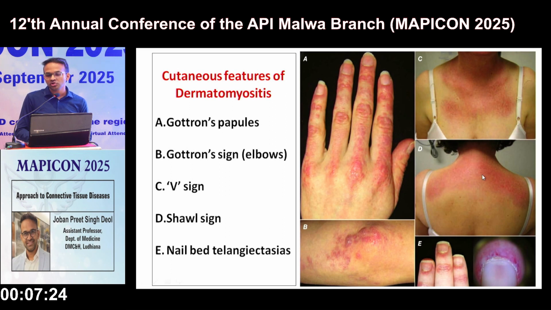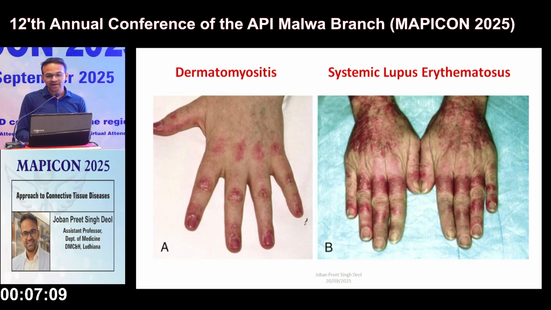And this rash can also be distributed over the nape of the neck, over the shoulders and the upper back, and this is called shawl sign. And there could be periungual telangiectasias, capillary dilation, hemorrhages, cuticular overgrowth. So those are the other findings which can be seen in patients with dermatomyositis.